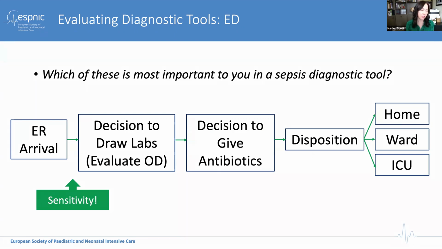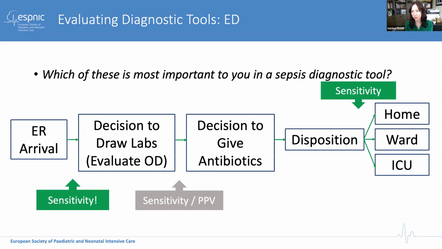It's okay if we stick a few children we don't need to in order to find the ones who have a potentially fatal condition. When we give antibiotics, there's more of a downside to that child and the world of giving too many antibiotics. So we have to balance sensitivity with positive predictive value if we're using it at that point in the workflow. And then in disposition, we need sensitivity to make sure we don't send someone home who might have a fatal condition, but I don't want to overuse my ICU beds, so I need to maximize specificity at that time point.